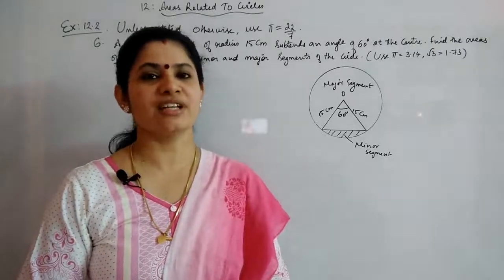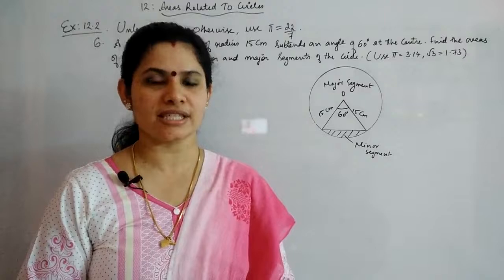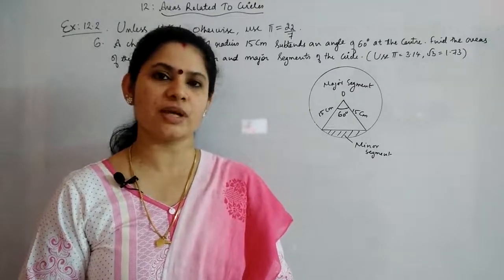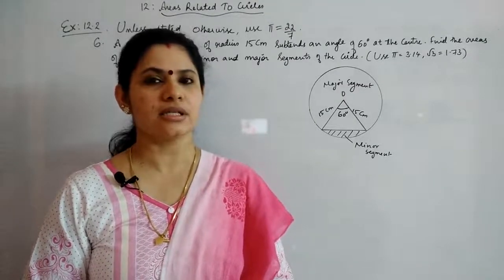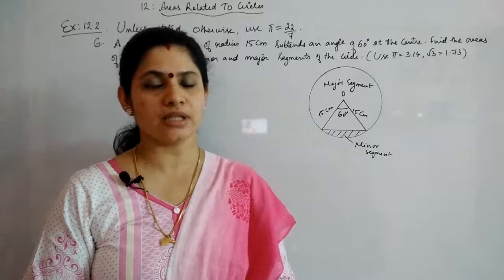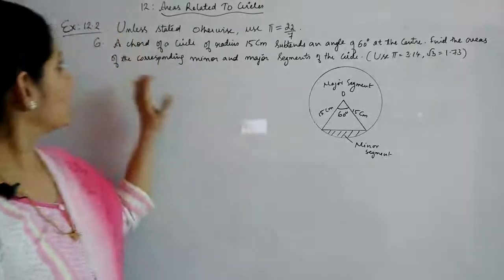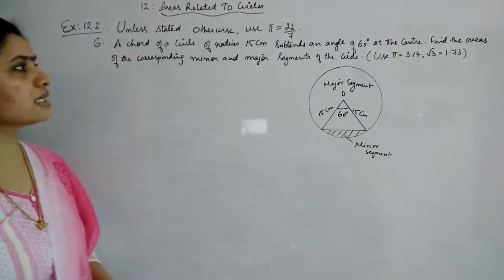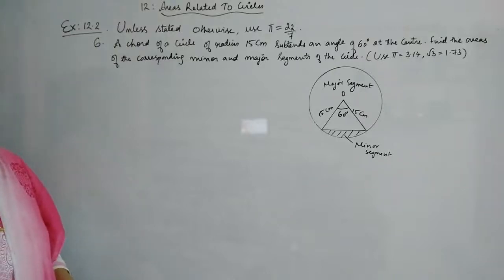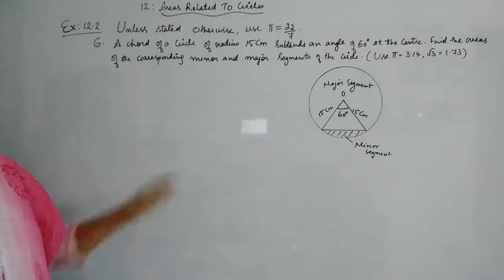Hello everyone, today we are dealing with the remaining problems of exercise 12.2 of chapter number 12, areas related to circles. And the first question which we are dealing with is question number 6, which is: a chord of a circle of radius 15 centimeter subtends an angle of 60 degree at the center. Find the areas of the corresponding minor and major segments of the circle. And here you have to use pi as 3.14 and root 3 as 1.73 if you are getting it in your answer.